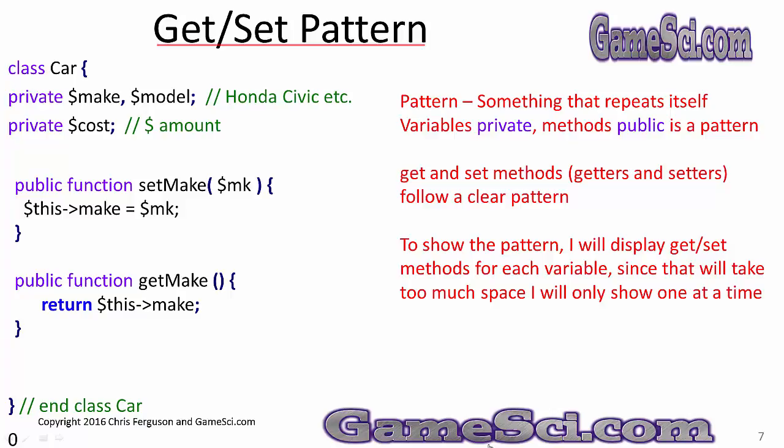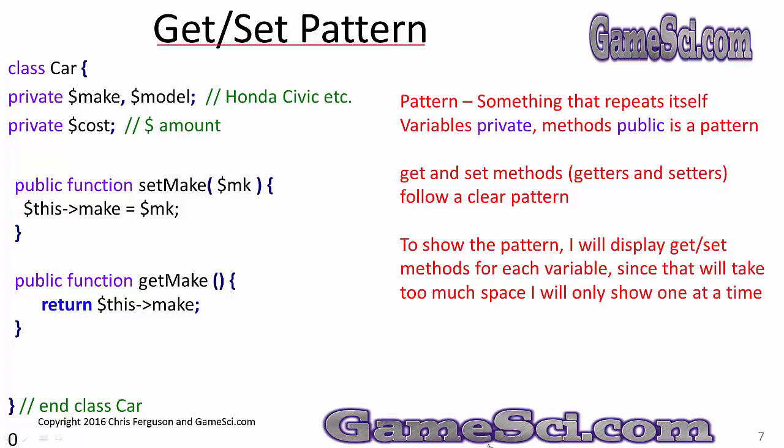A pattern is something that repeats itself. One pattern that you'll do in object-oriented programming is variables private, methods public. That's a pattern. In general, not absolutely, but in general, we want to make our variables private and our methods public. That means we need get and set methods, or getters and setters, that also follow a clear pattern.